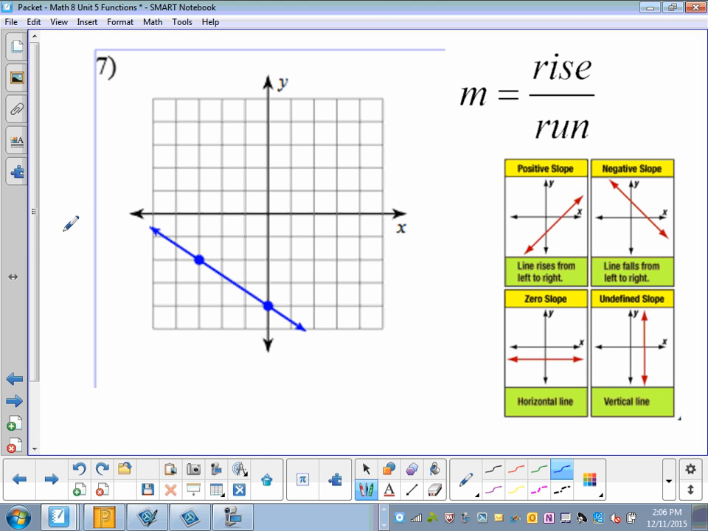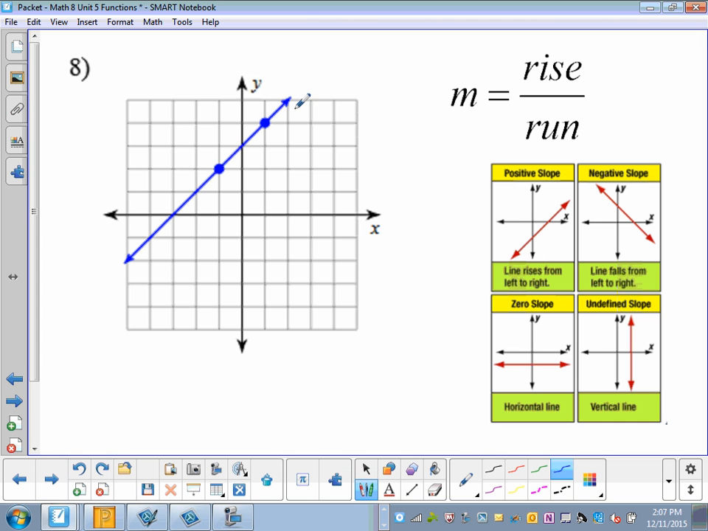Number 7, here we have a graph and we need to determine the slope. So we need to find out what happens from one point to the other. We're going to think about rise over run, and before we start we determine whether we have a positive, negative, zero, or undefined slope. Starting from the left and going to the right, our line falls, so that's a negative slope. So we know our answer is going to be negative. And indeed it is. It falls 2 and runs 3, so our slope is negative 2 thirds.